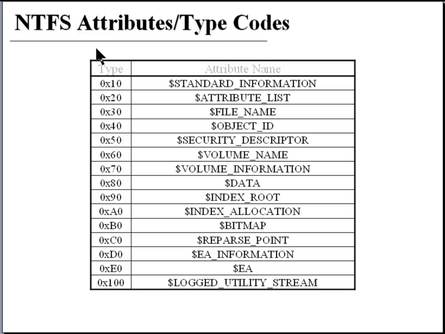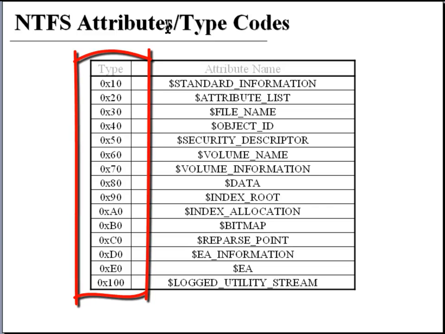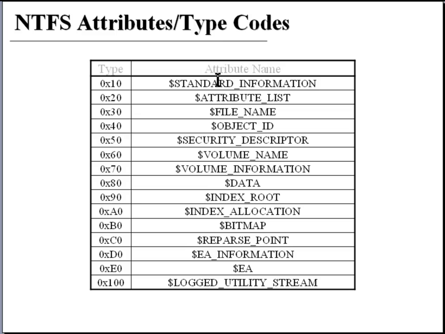Okay, the type codes. I mentioned before that each attribute has particular type codes, and of course this is in hex. So you have the standard information here, the attribute list, the file names, the object ID, the security descriptor and volume name, and so on. Notice here at 80 we have our data and all the other information associated with this, and we'll look at these a little more closely later on.